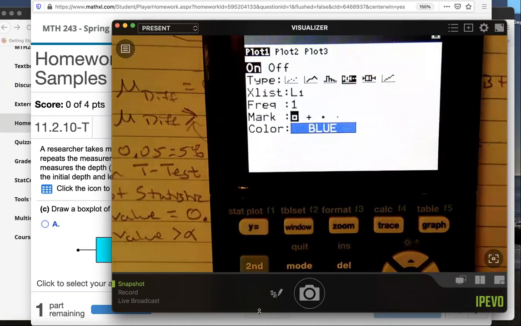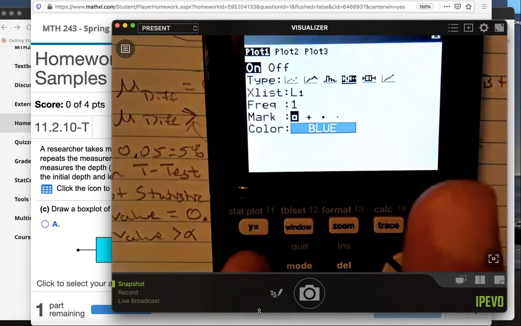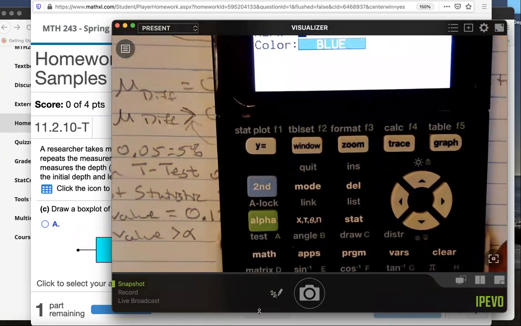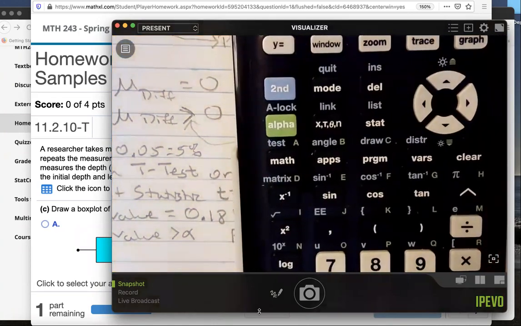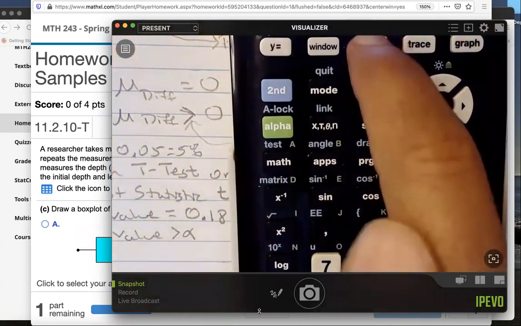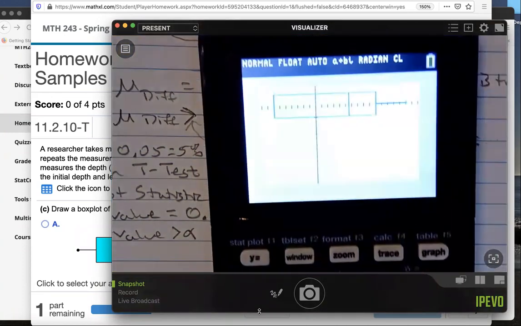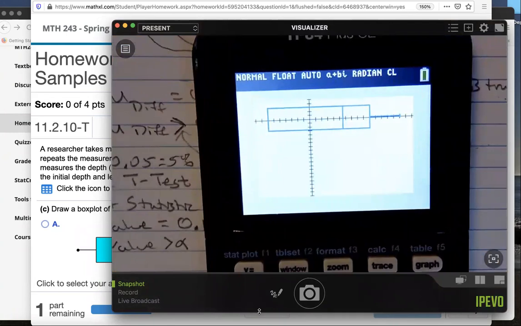Do we want list one? No. List two? No. We want list three. That's where our differences are. So you press the second key in three. Frequency is always set to one. Looks like we're all set. Now, what keys do we press to get a nice viewing window? We press the zoom key and 9 for zoom stat. And there you go. Now, of course, we can press the trace key.